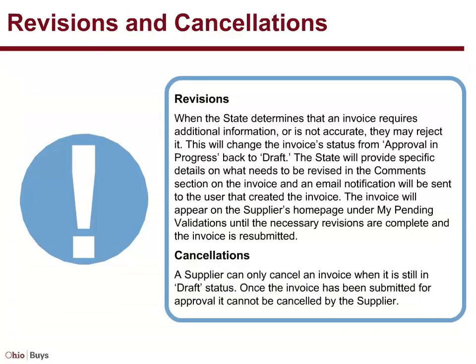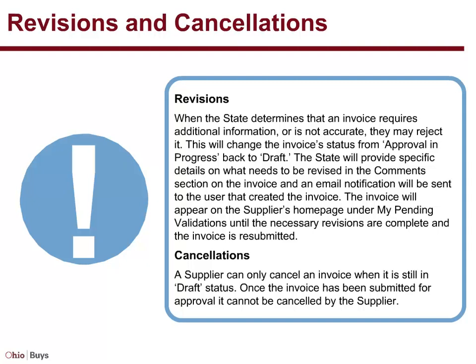When the state determines that an invoice requires additional information, or is not accurate, they may reject it. This will change the invoice's status from approval in progress back to draft. The state will provide specific details on what needs to be revised in the comments section on the invoice, and an email notification will be sent to the user that created the invoice.